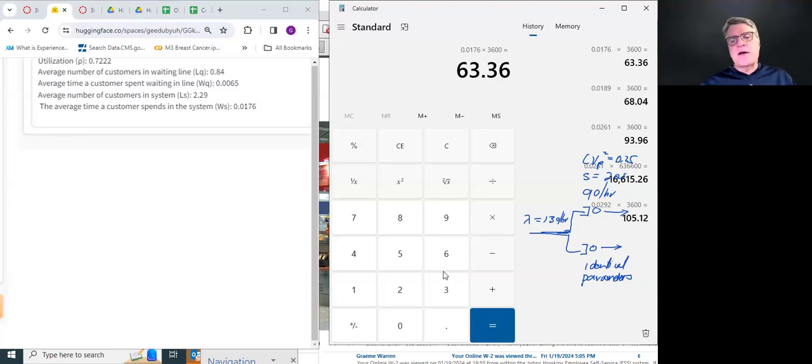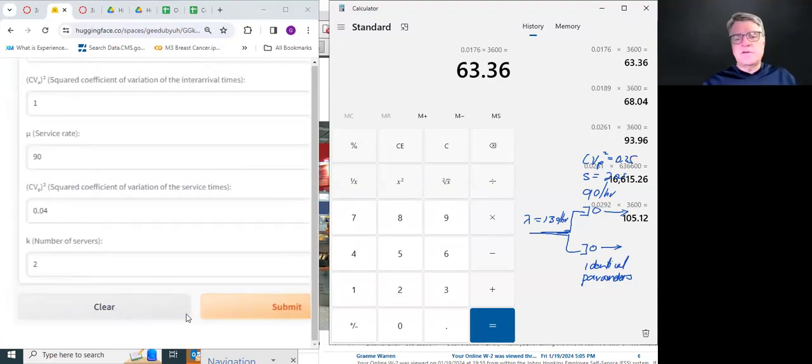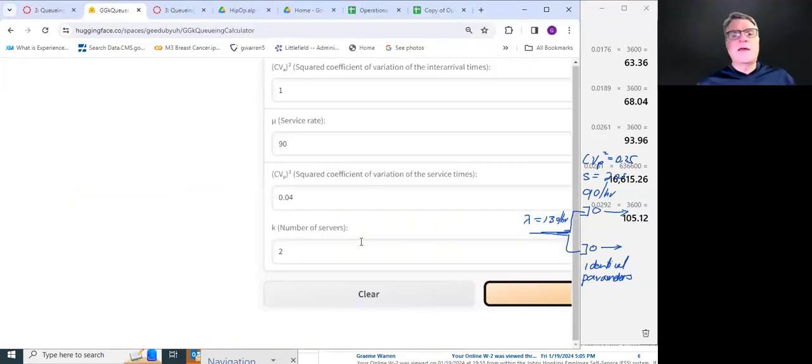I want to look now at if I had a juice bar, let's say I switched both humans out with juice bots, what would that look like? Now, interestingly, I can use either the GGK model. So let's just lay out a little picture here of what's going on. Arrivals are at the rate of 65 per hour.